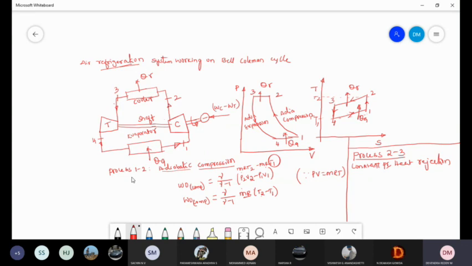What is the use of this condenser here? What is the meaning of the condenser?